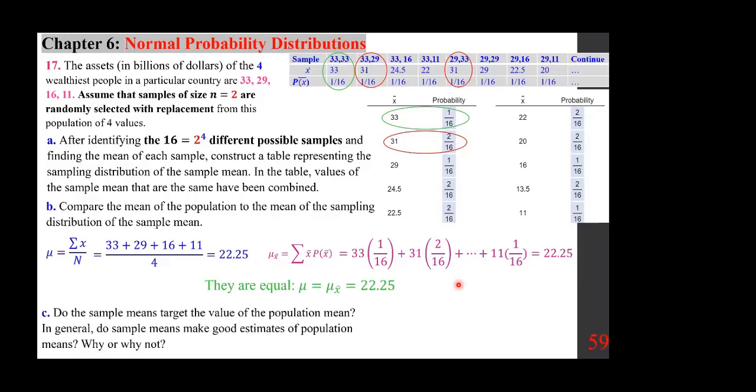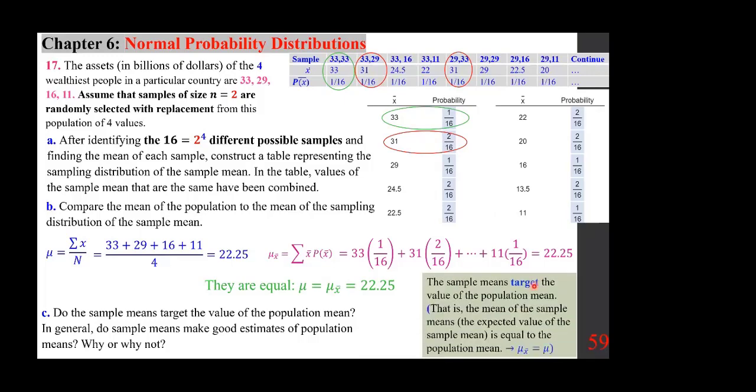They are identical. Do the sample means target the value of the population mean? In general, do sample means make good estimates of population means? Why or why not? The sample means target the value of the population mean. That is, the mean of the sample means, the expected value of the sample mean, is equal to the population mean. Mu of x bar equals mu, what I was explaining on the other page, and the concept that comes from CLT, the central limit theorem.